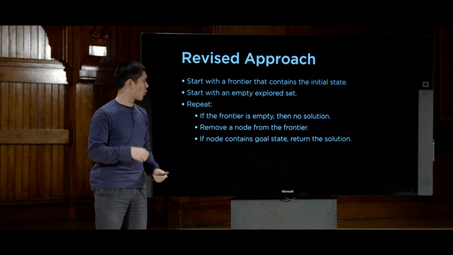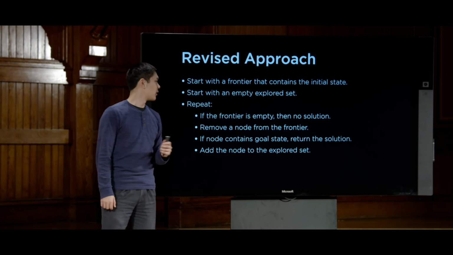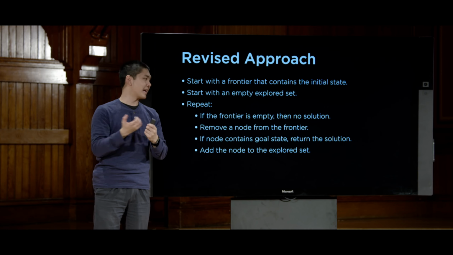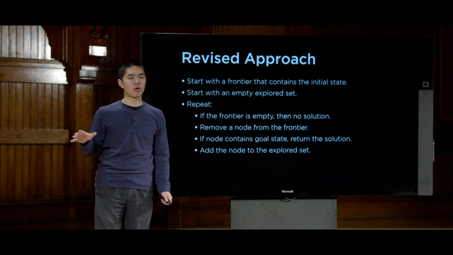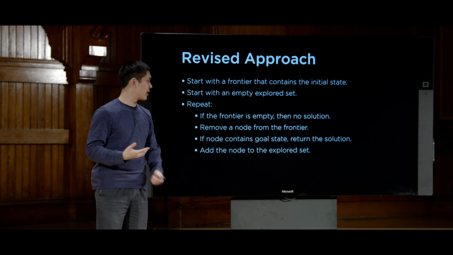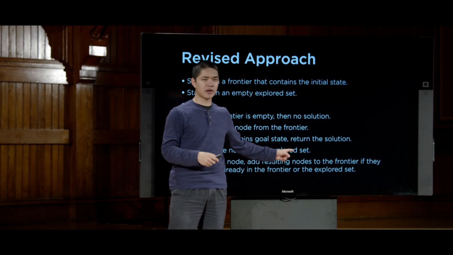But now, what we're going to do is we're going to add the node to the explored state. So if it happens to be the case that we remove a node from the frontier and it's not the goal, we'll add it to the explored set so that we know we've already explored it. We don't need to go back to it again if it happens to come up later. And then the final step, we expand the node, and we add the resulting nodes to the frontier.